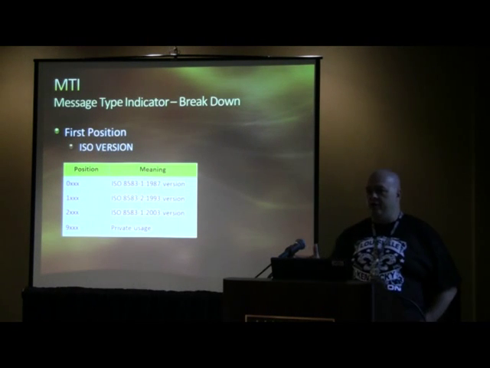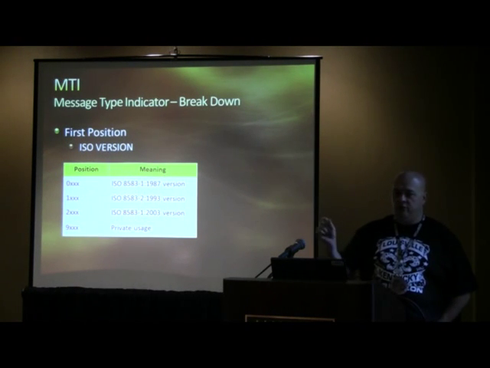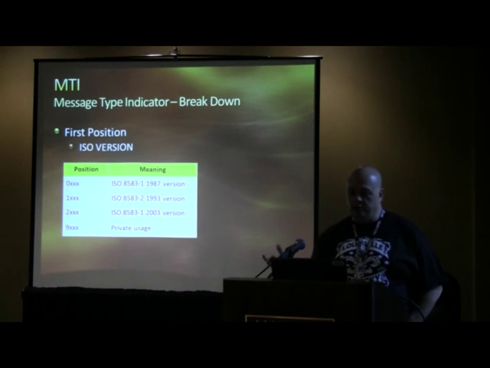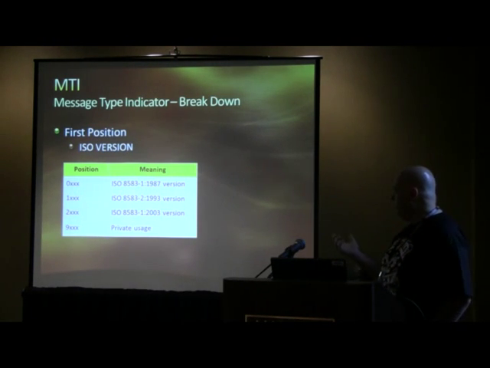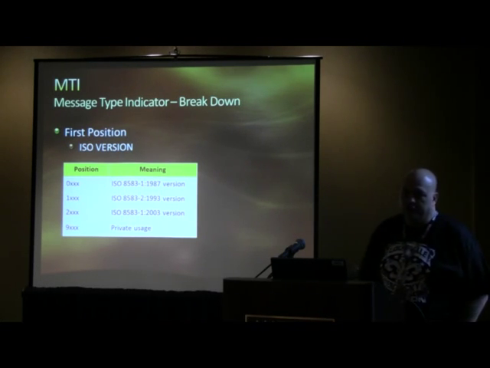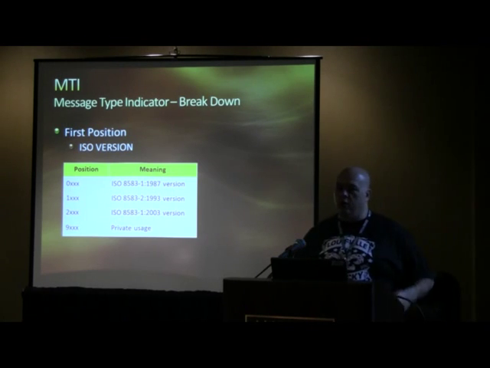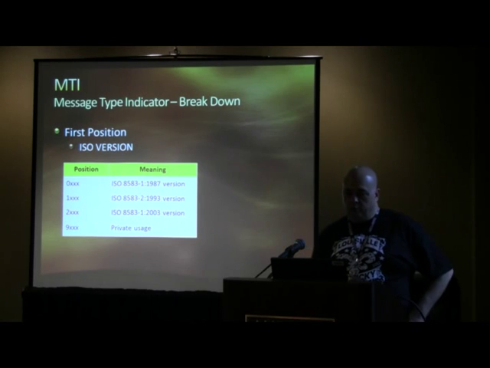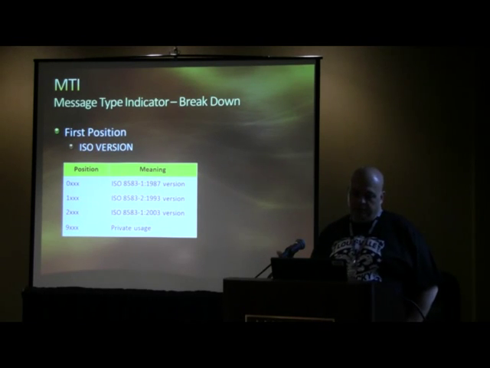So we'll break down the MTI a little bit. Each position in the MTI tells you what's going on with it. The first position is the ISO version. As you can see, there are 3 different versions right now: 1987, 93, and 2003. It's just the different formats, or how long or how many data elements you can use, depending on the version. Most of them I've seen are using the 0, the 1987 version.